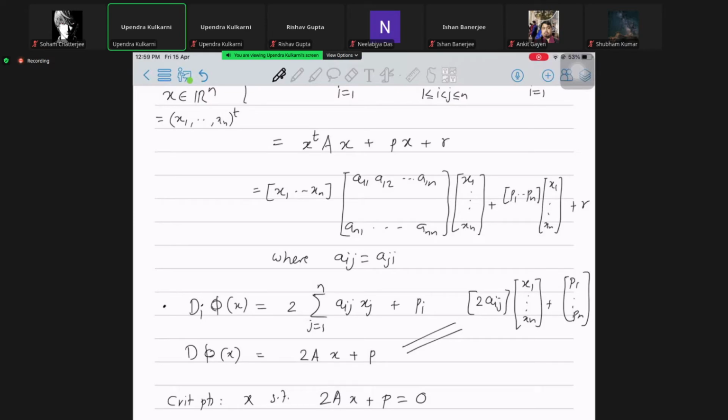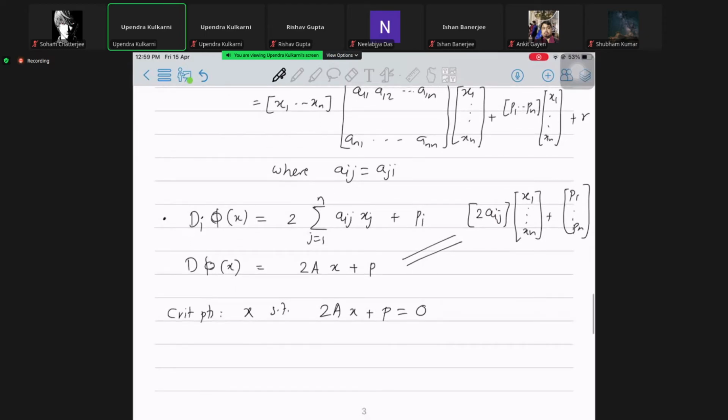But let's put this on the back burner, and you will see that we will come back to this. What is the Hessian? In order to do that, I have to calculate di dj of phi at x. What is that? Just calculate for a moment and then you will see what's going on.